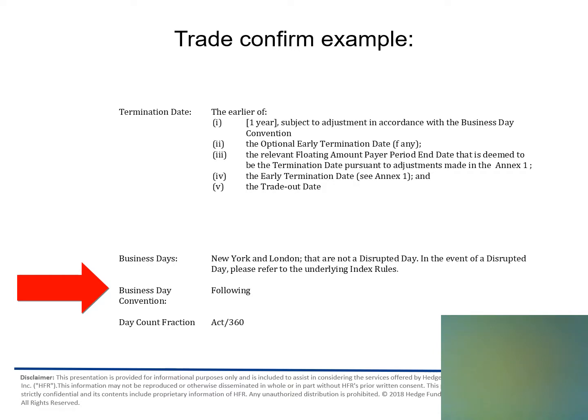Disruption days, which we'll get into in a bit, are business days where the bank can't transact because the exchange for one of the reference instruments is closed for whatever reason, such as a holiday. The day count convention is for fee and return calculation purposes. In this case, they're using actual 360.